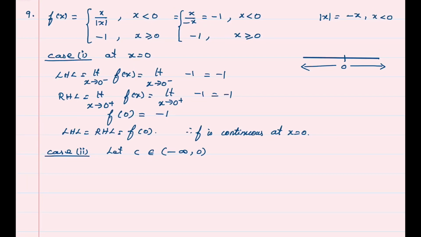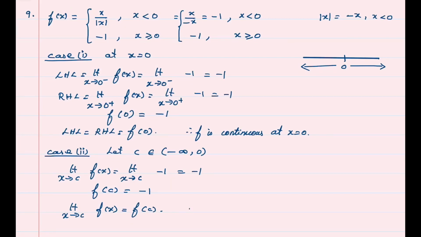In this interval, all c values are negative. Limit as x extends to c of f of x equal to limit as x extends to c of, as c is negative, we will use the x less than 0 definition, which is minus 1. And f of c, again the same definition, minus 1. The limit as x extends to c of f of x and f of c are equal. Therefore, f is continuous in the open interval minus infinity to 0.